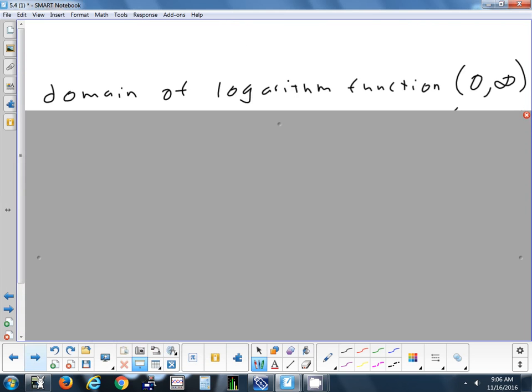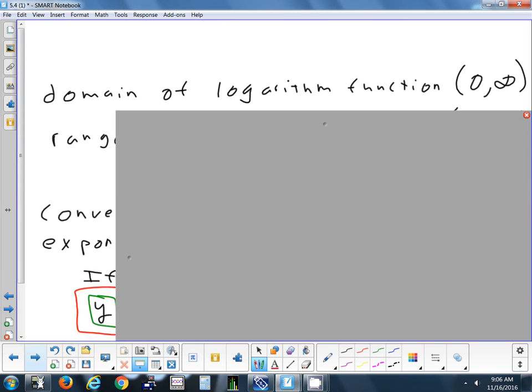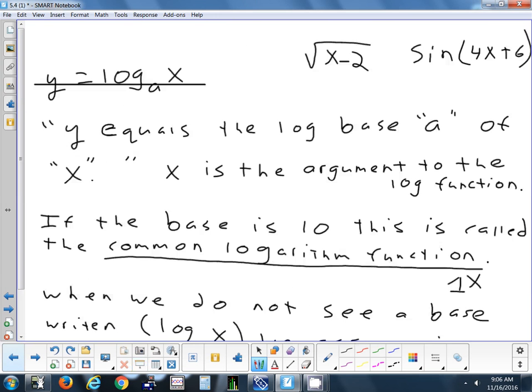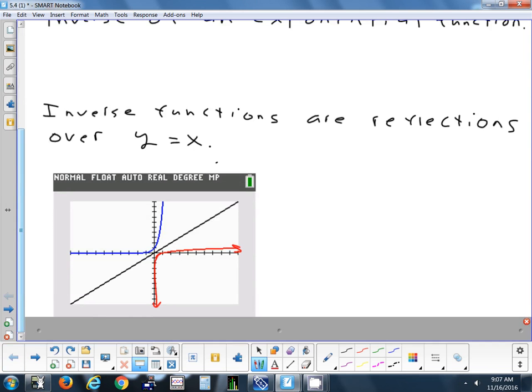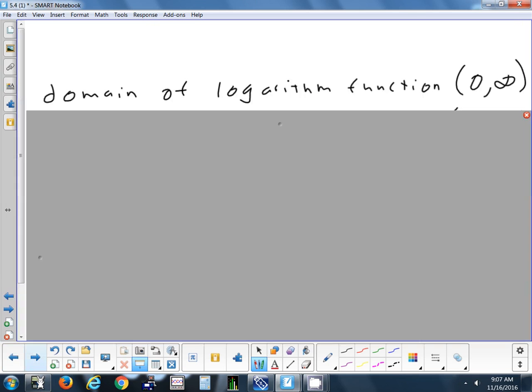When I graphed the log function earlier, that was the one in red. Let me go back to it for a sec. The domain: you can see that it does head to the right forever, but does it look like it's heading to the left forever? It's approaching 0 on the x-axis, but we can't even use 0. So the domain is any number from 0 to infinity. That means you can take the log of any positive number.